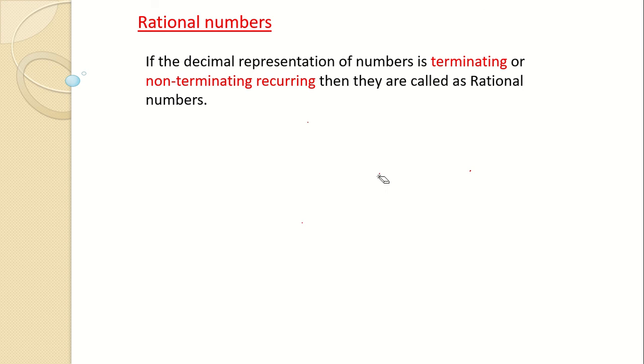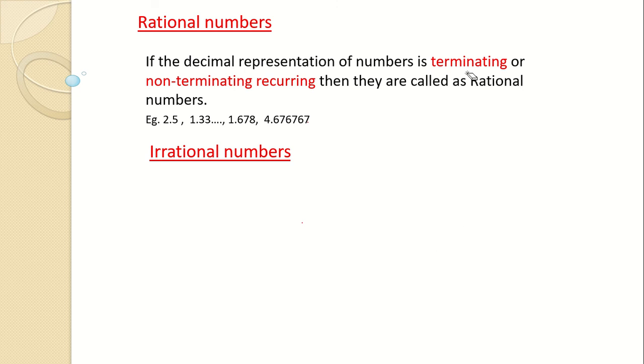And one more definition of rational number we have seen earlier, that is if you can represent it in P by Q form where Q is not equal to 0. And another one is if the decimal representation is terminating or non-terminating recurring. Now the opposite of rationals is irrational.